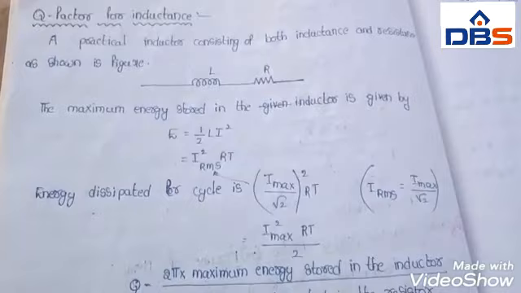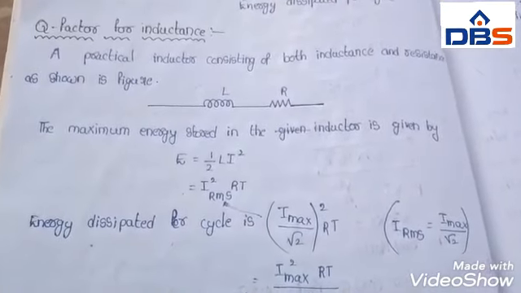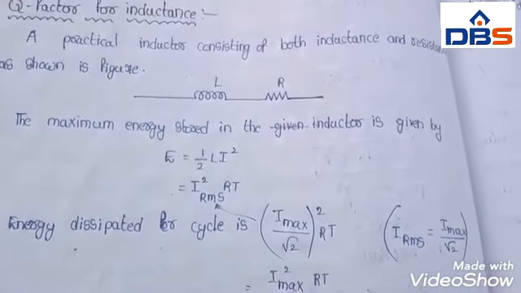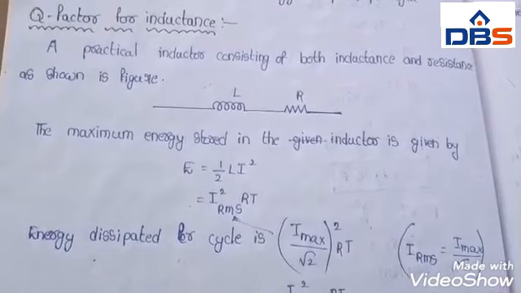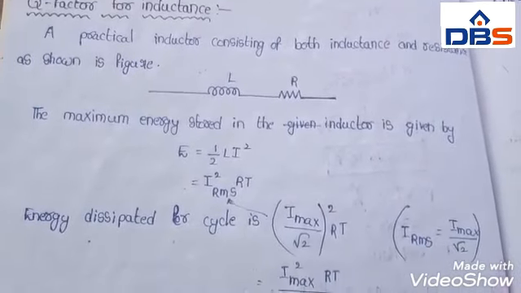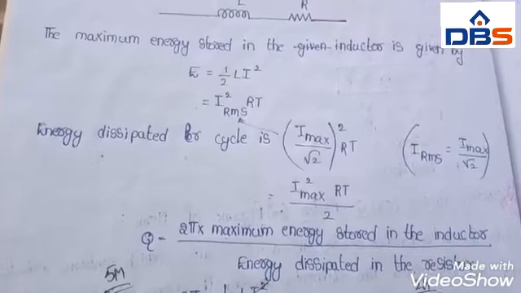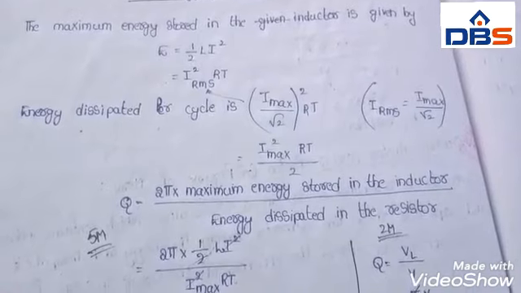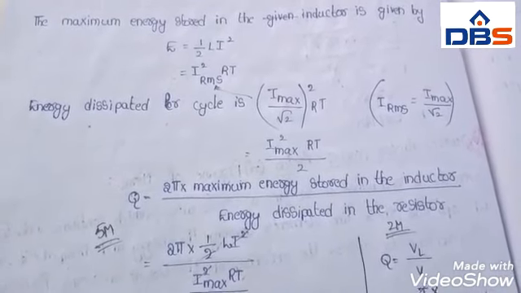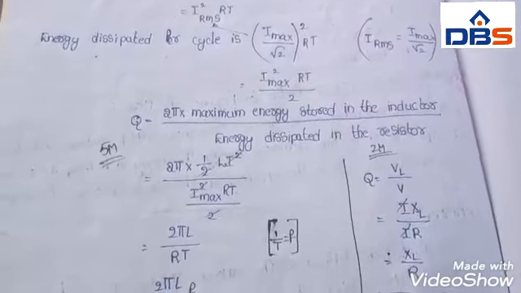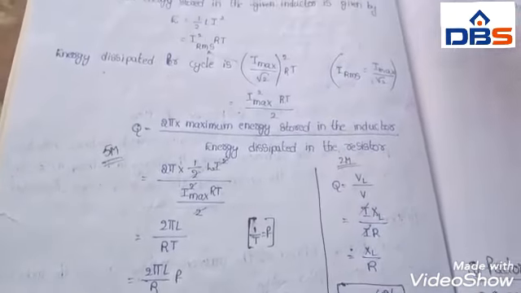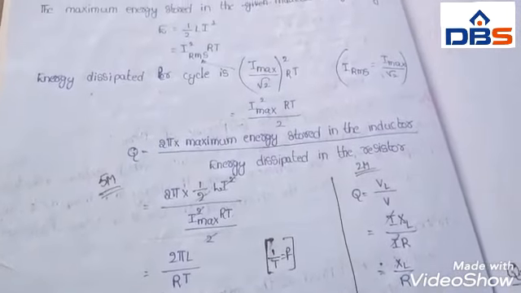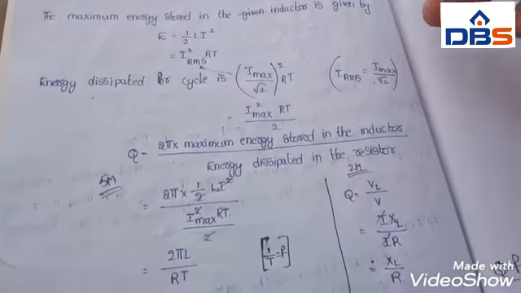Now, the derivation for Q factor for an inductor. So the quality of the inductor, how much quality is there. A practical inductor consists of inductance and a small value of resistance. The maximum energy stored in the inductor, as we all know, is E equal to half L I square. This is an AC supply, that's why the current is the RMS value, I RMS square R T. So the energy dissipated per cycle is I square R T. The RMS value is the maximum value by root 2, that is I maximum by root 2 square R T.